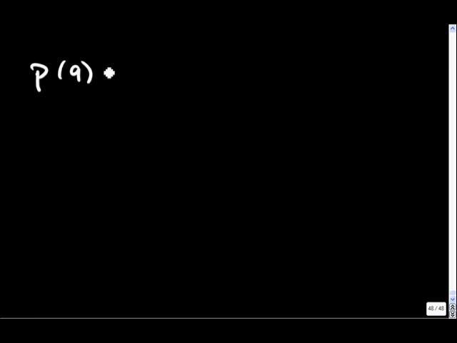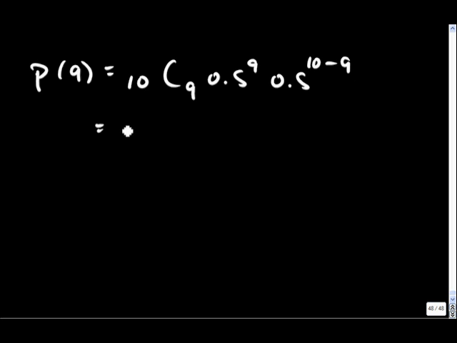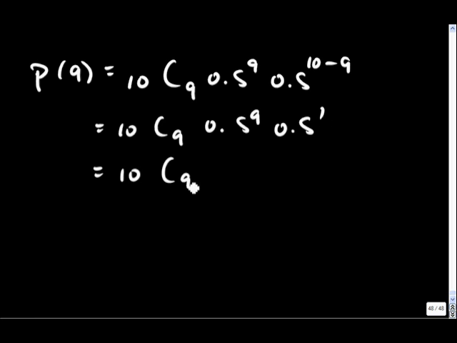P of 9 is 10C9, 0.5 to the 9th power, 0.5 to the 10 minus 9th power, which is 10C9, 0.5 to the 9th power, 0.5 to the 1st power, which is 10C9, 0.5 to the 10th power.